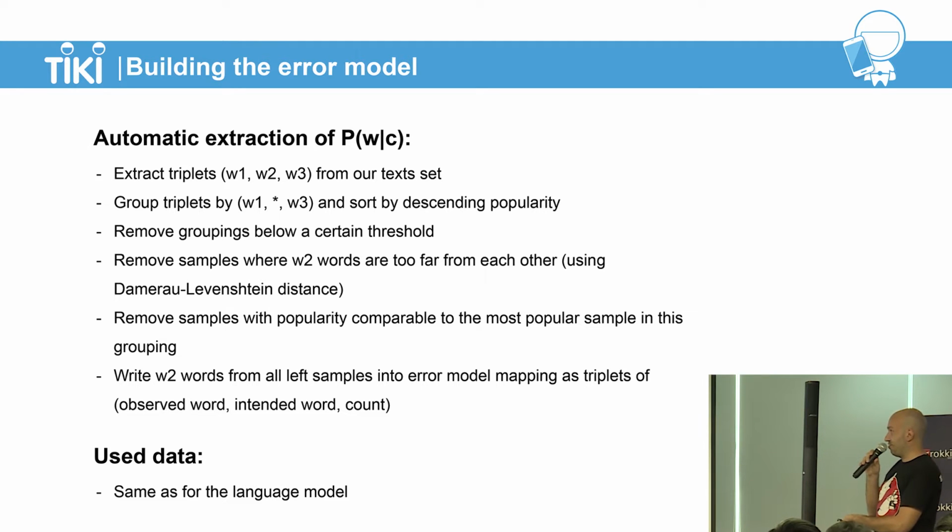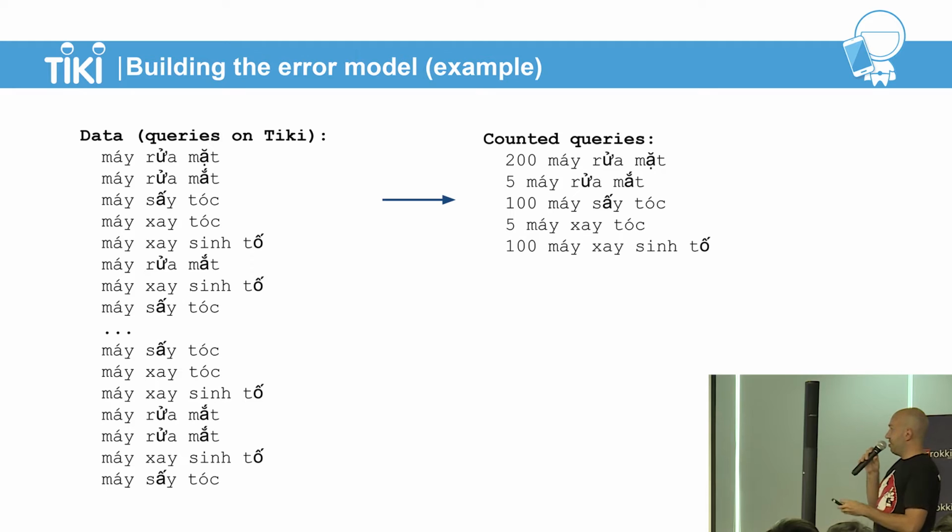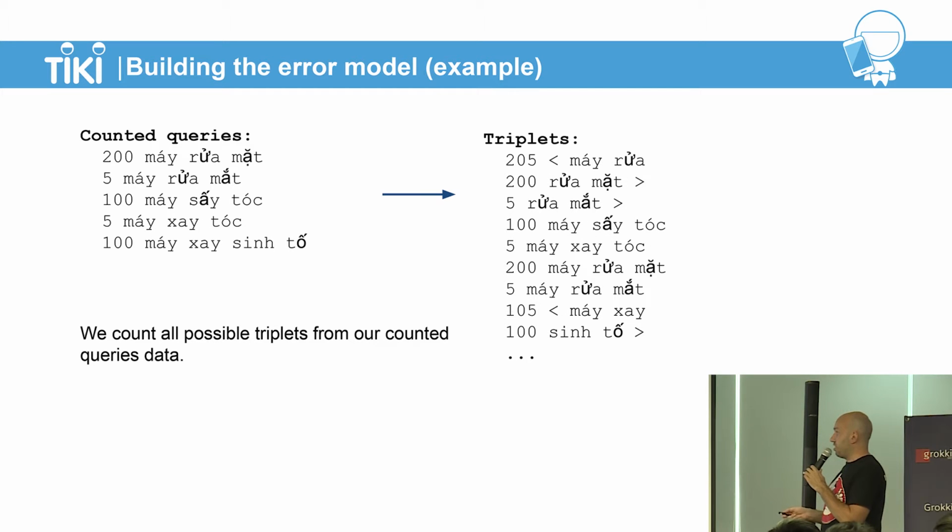Let's try to do it with the examples. So again, this is our data, same as for the language model. We count the queries, again the same queries. Then from these queries we collect the triplets. Okay, so basically we just counted the triplets in here, all the triplets which you can see in these counted queries.